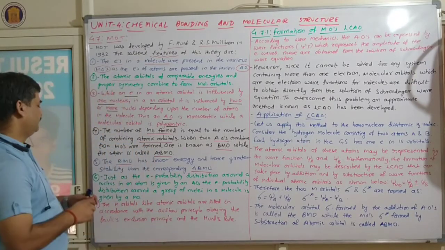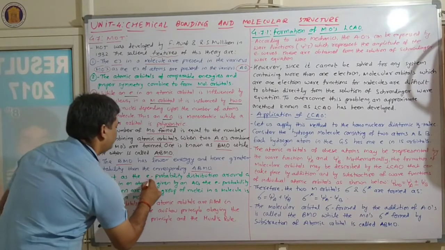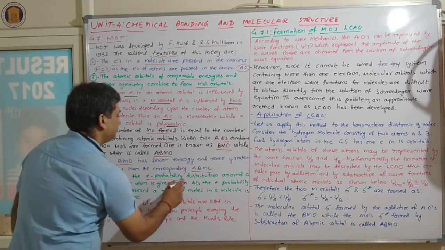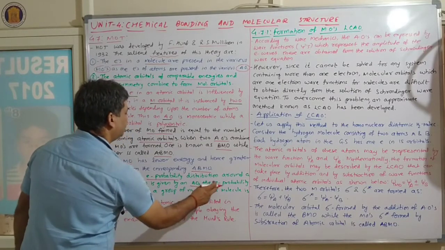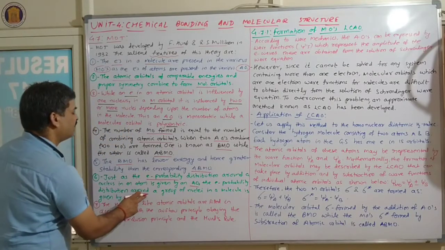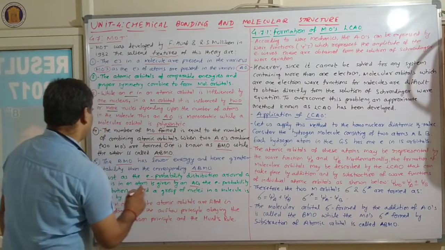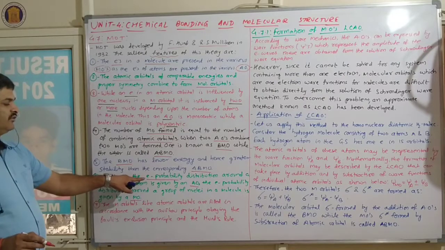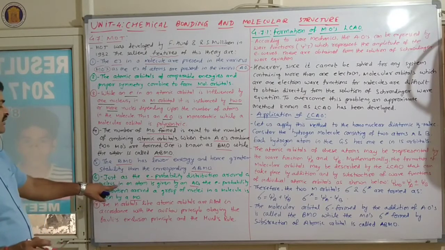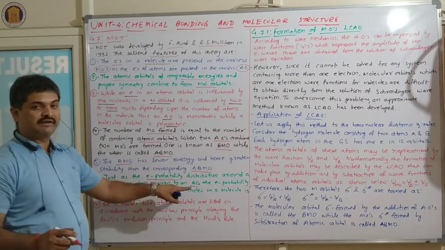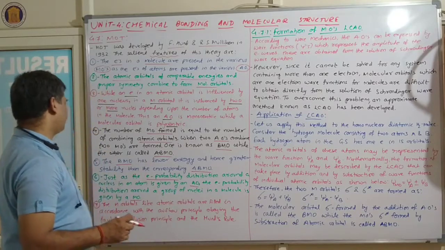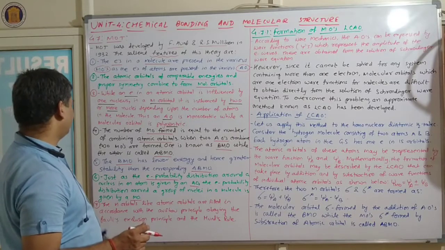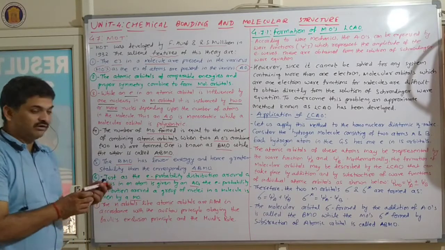Just as the electron probability distribution around a nucleus in an atom is given by an atomic orbital, the electron probability distribution around a group of nuclei in a molecule is given by a molecular orbital.